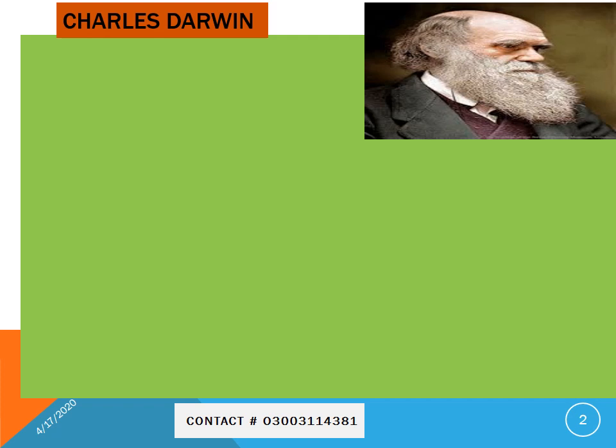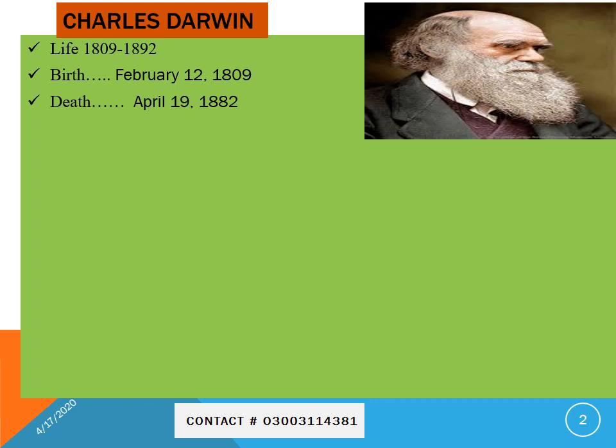Charles Darwin is a revolutionary person in evolutionary history. He is known as the father of evolution also, because he gave clear-cut concepts about evolution. Life: 1809 to 1882. He was born on February 12, 1809 in Shrewsbury, England, and died on April 19, 1882.